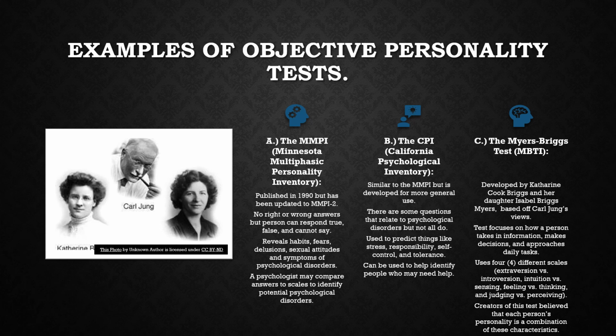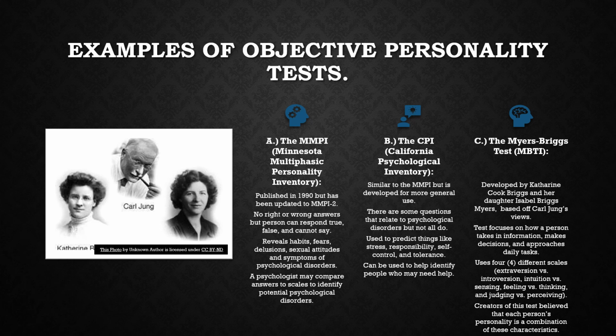Now C, the Myers-Briggs Test, MBTI, developed by Katharine Cook Briggs and her daughter Isabel Briggs Myers. You can see their two pictures here on the left-hand side of the screen. I'm sorry their names got cut off there. I do apologize for that. But Katharine Cook Briggs is on the left-hand side bottom, and then Isabel Briggs Myers is on the right-hand side bottom. These were based off of Carl Jung's views. You can see him in the top center picture there.